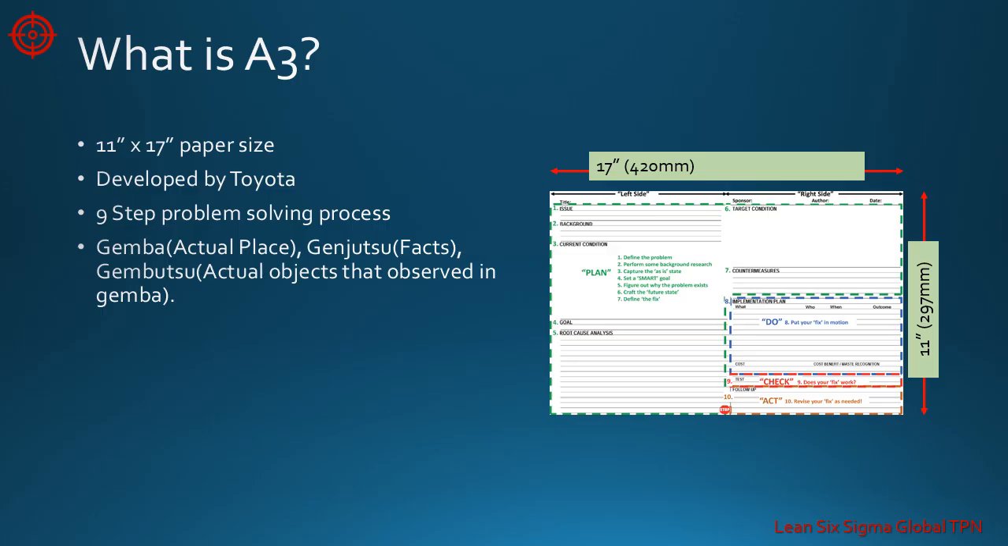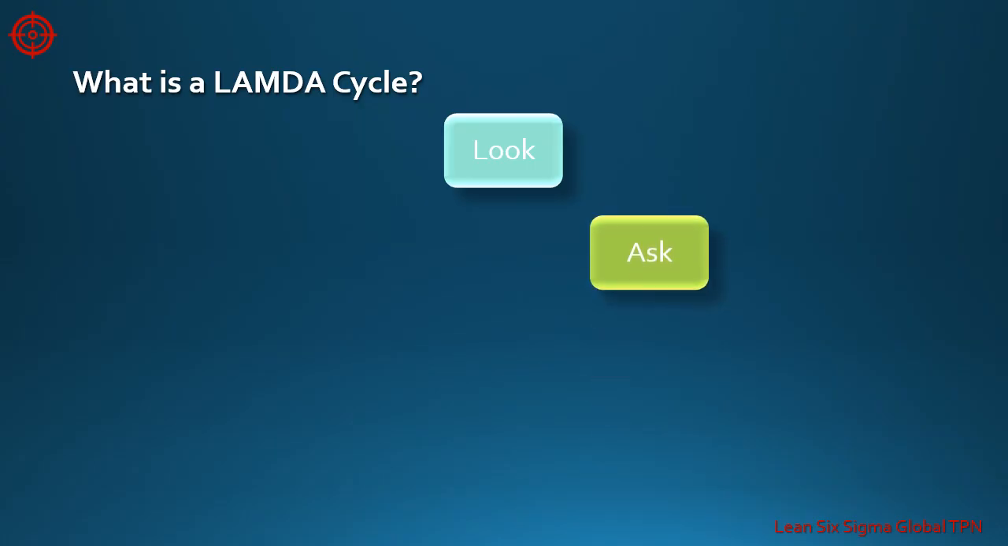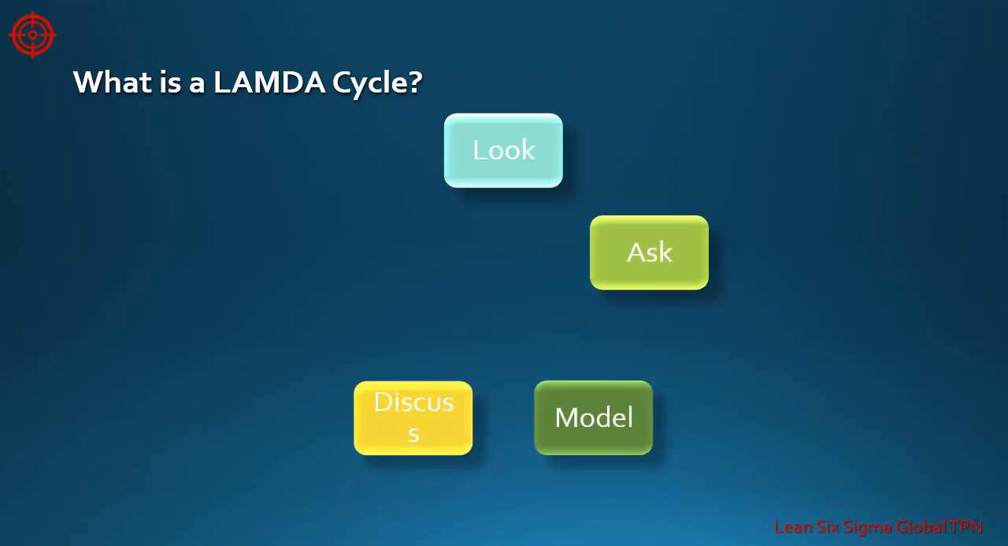So the key governance behind A3 problem solving is the LAMDA cycle, which enables the problem solver to learn through numerous cycles of learning through reflection and dialogue with mentor and team members. So what is a LAMDA cycle? LAMDA stands for look, ask, model, discuss, and act.